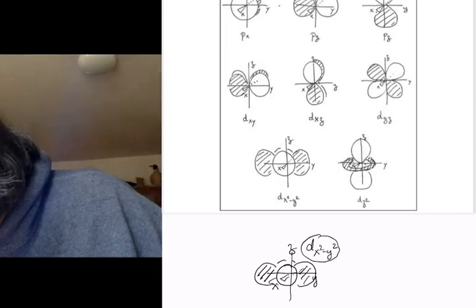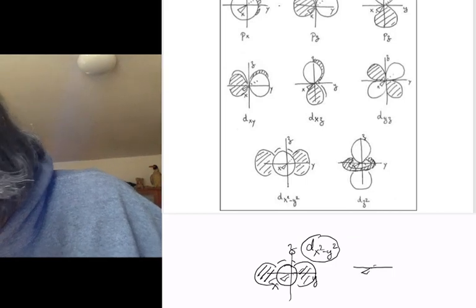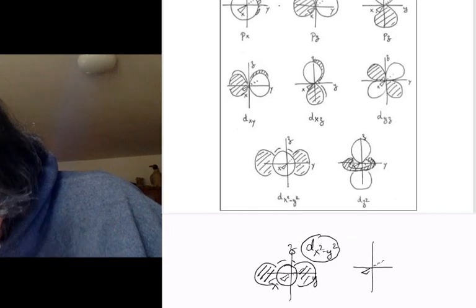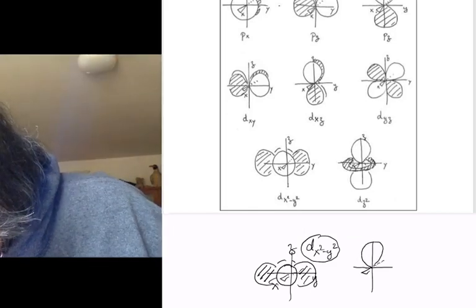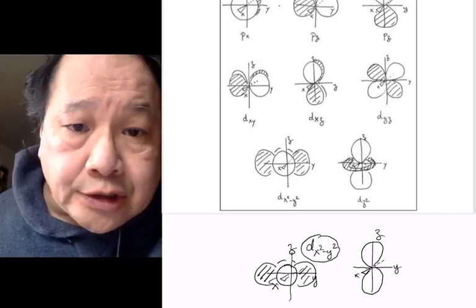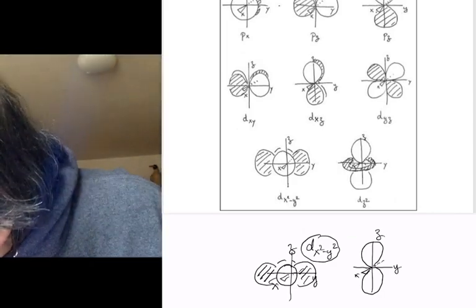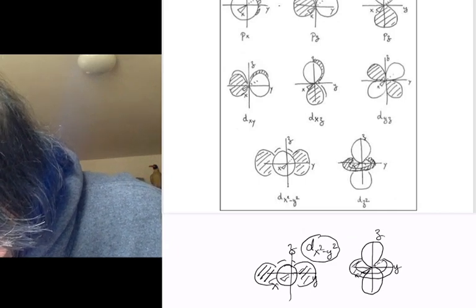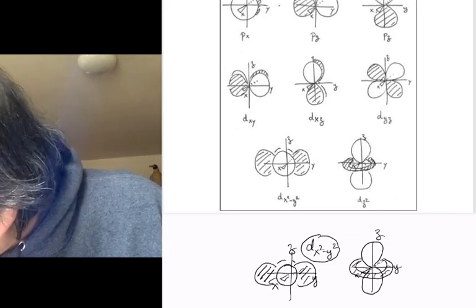Finally, the z squared orbital is different in shape from all the others. There are 2 lobes like this in the z direction, and then in the x and y plane there is a donut of the opposite shading. And this is the dz squared orbital.